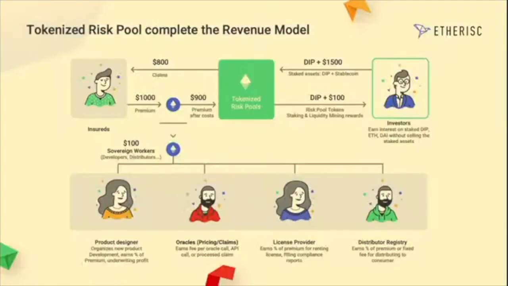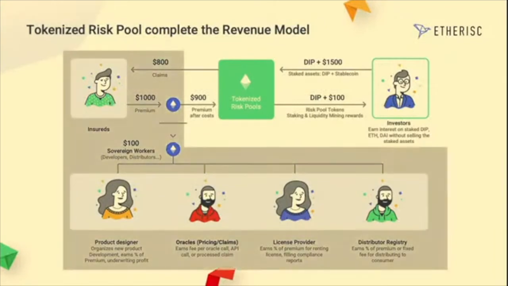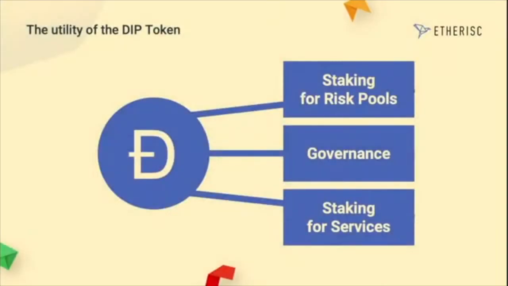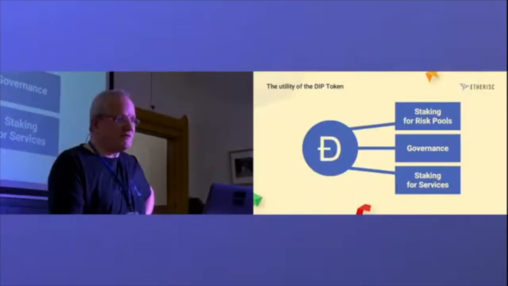Okay, coming back to the original model. We have now seen how staking works and how we implement the tokenized risk pools. And of course, how the utility of the DIP tokens works in this context. And that's all for today. I'm open for your questions. Thank you for your attention.